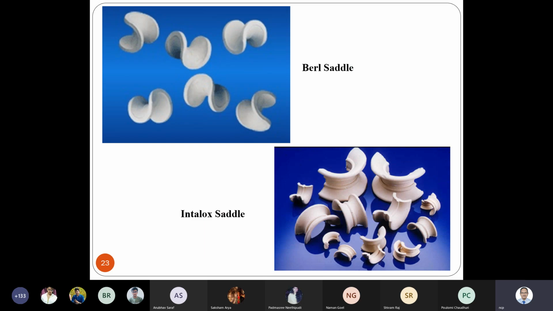Then saddles. So two different types of saddles. Saddle, you know this. So basically, you get the Berl saddle and then the Intalox saddle, right? These are also made of mostly ceramic or plastic materials, right? So these kinds of things are also used as random packings for packed towers. So Berl saddles and Intalox saddles.